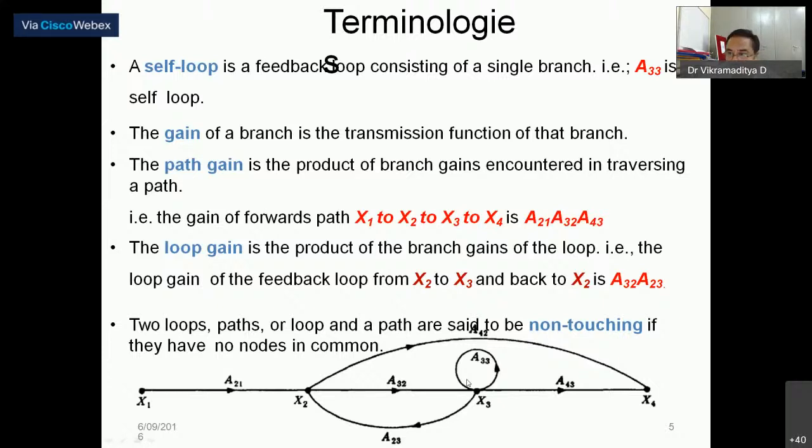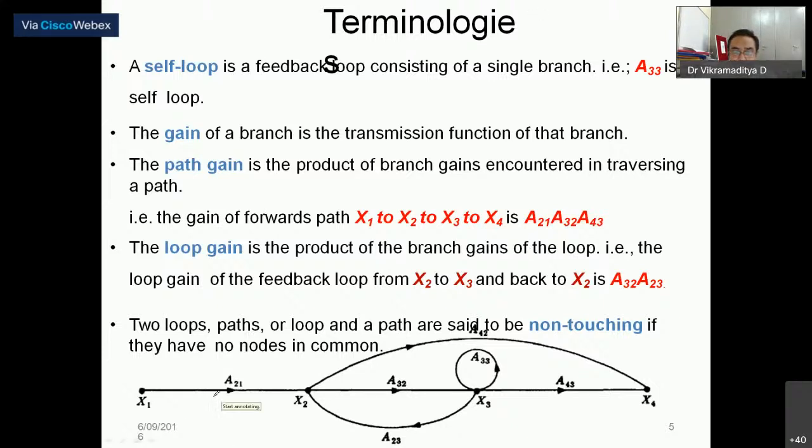Okay, now path gain. Another word after gain is path gain. It is nothing but the product of the branch gains encountered in traversing a path. For example, take the forward path from x1 to x4. How many branches are you traversing? 1, 2, 3 branches. What is the gain of the first branch? A21. What is the gain of A32? And what is the gain of this branch? The third one, A43. So what will be the net gain? The net gain is also known as the path gain. The path gain is nothing but the product of these three gains.